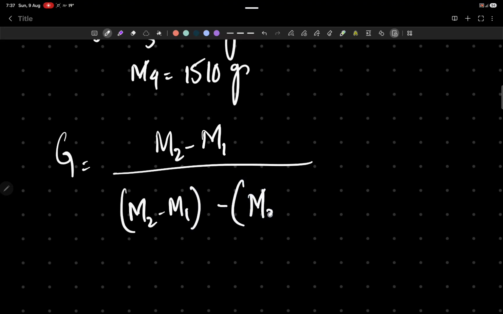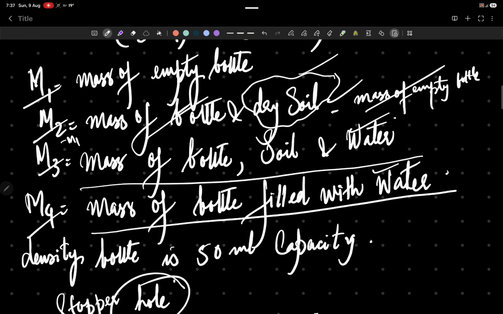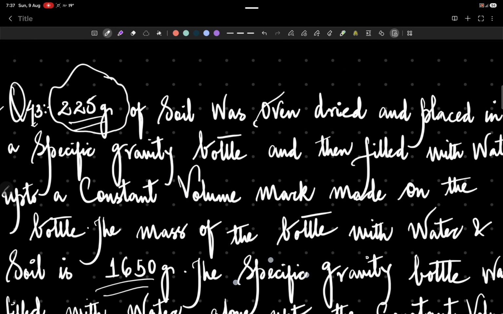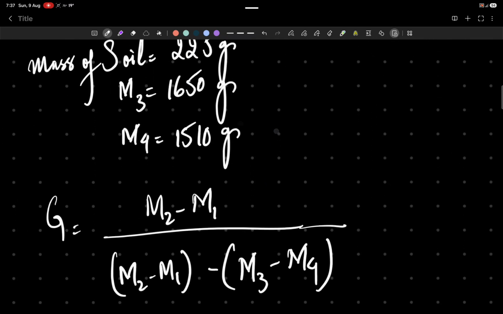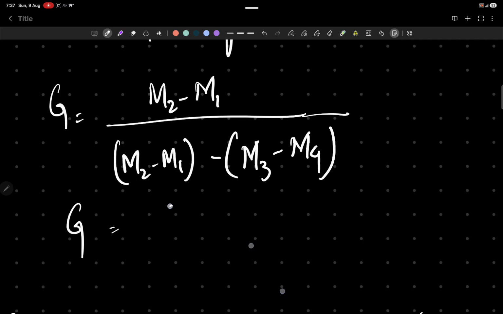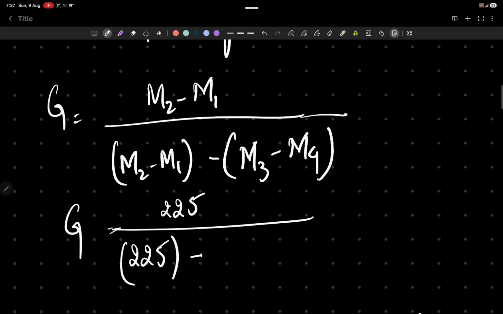Alright, so let me make use of the parameters. M2 minus M1, mass of bottle and dry soil minus mass of empty bottle, so mass of dry soil, that is 225 grams of soil. So here G is 225 in the numerator. In the denominator over here it's also 225 minus M3 minus M4.